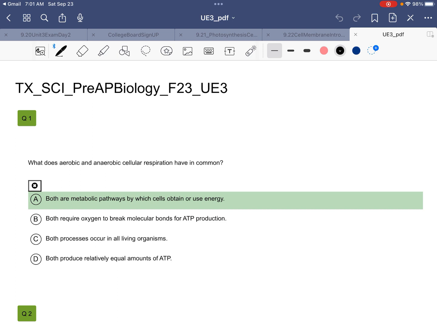Unit 3 exam was comparing photosynthesis and cellular respiration. So looking at this first question, what does aerobic and anaerobic cellular respiration have in common, right? So in common, in case we don't know what that means, it means what do they have that is the same? And we have aerobic and anaerobic. Remember, aerobic is O2, anaerobic was no oxygen. So both of these, if you remember, are cellular respiration. And cellular respiration split into aerobic and anaerobic.